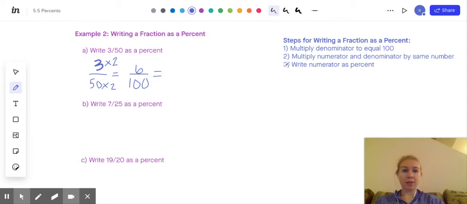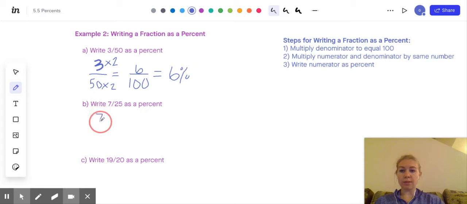Step 3 says to write the numerator as the percent. Remember, numerator is the top number. So it would be 6%. So 3/50ths written as a percent is 6%. Okay, let's do problem B. It says write 7/25ths as a percent.